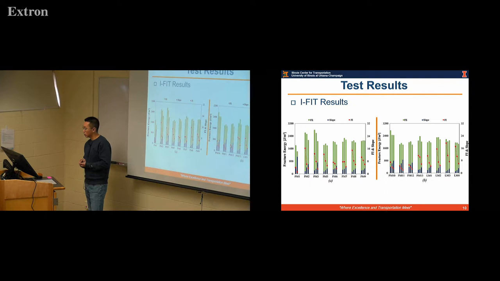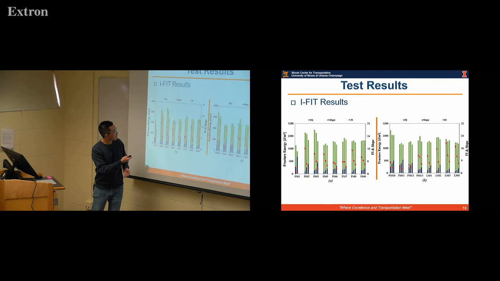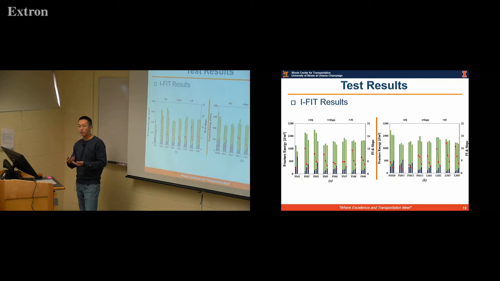So I'll present the IFIT results for these 16 mixes tested in this project. We included the fracture energy, the post-peak load slope, and the flexibility index, FI, in these two plots. And it's very clear that the fracture energy does not have a uniform trend after 1 day 95C aging. Some of the mixes increase a little bit, some of the mixes decrease a little bit. And also, after 5 day 85C aging, we do not see that the fracture energy has a uniform trend. So we conclude that fracture energy does not have a change after 1 day 95C or 5 day 85C.